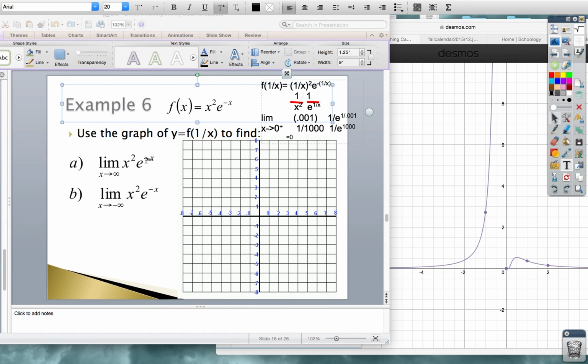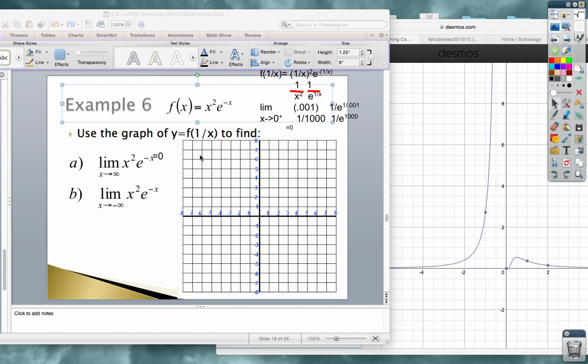So for this function for part A, the limit as x approaches infinity of x squared e to the negative x is going to be 0. Now let's do the same thing we did for the original problem, but this time as x approaches infinity from the negative side.